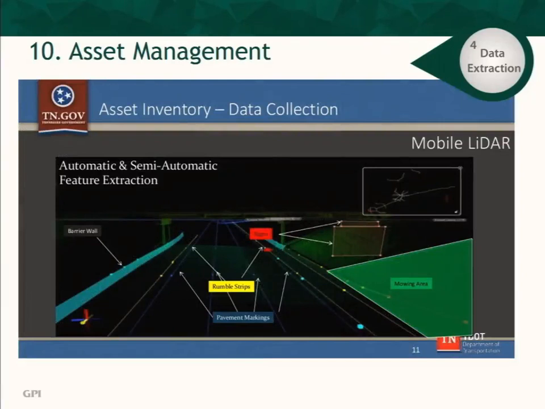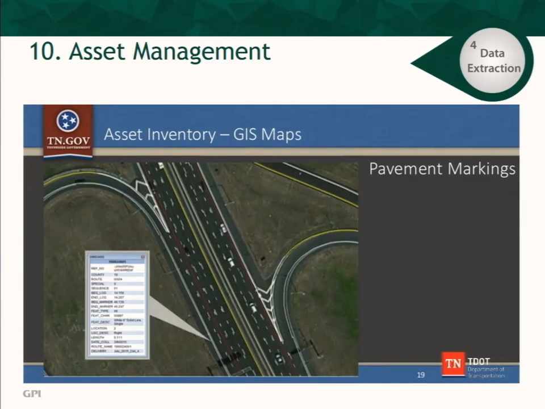So in this case, you can do an automatic and semi-automatic feature extraction. We're collecting rumble strips, pavement markings, mowing areas. If they want to do a budget on mowing areas, we can outline this and give them that area. Same thing with barrier walls and signs and bridge clearances, and all of that is collected at the same time. And of course, paint markings is very important in some areas too, because it's got reflectivity values when you're driving at night and you don't have any lampposts on some sections of highways.